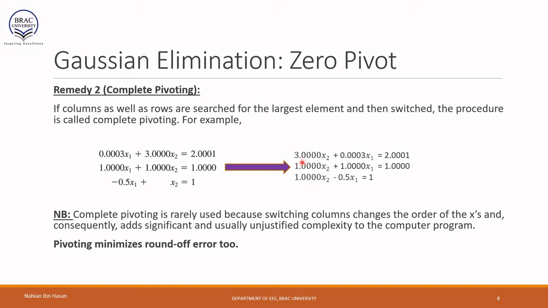But since after modification the pivot coefficient has become a large value, dividing by this coefficient will not cause round-off error. So at least the round-off error will be minimal. So pivoting actually minimizes the round-off error. And also remember, we use partial pivoting in most cases. Complete pivoting is a challenge.